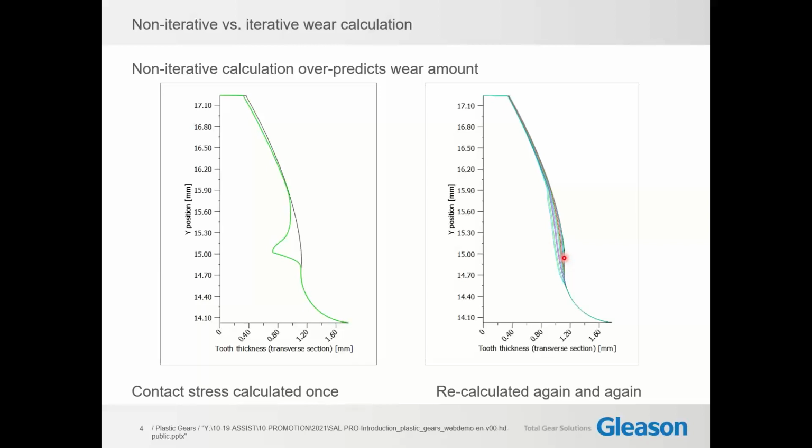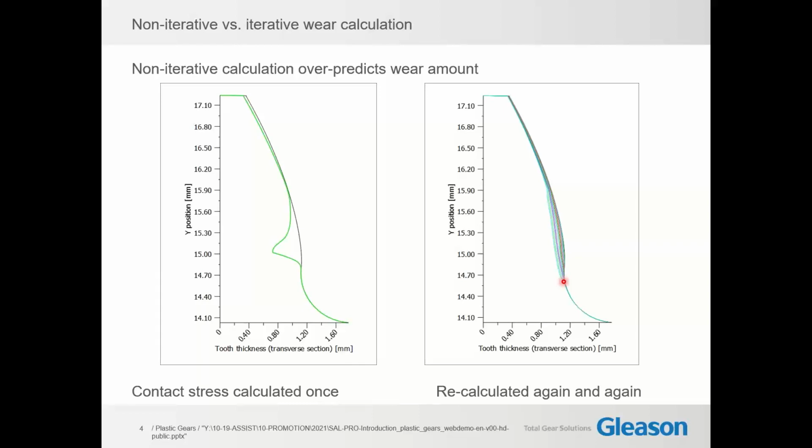So the result of the previous calculation, the tooth form after some initial wear, is considered for a recalculation of the contact stress. And then again, we remove some material, recalculate the contact stress again, multiply it with the sliding speed, remove some material, and so on. And then you can see a number of lines, each line representing a tooth shape after a certain time, after a certain amount of wear.